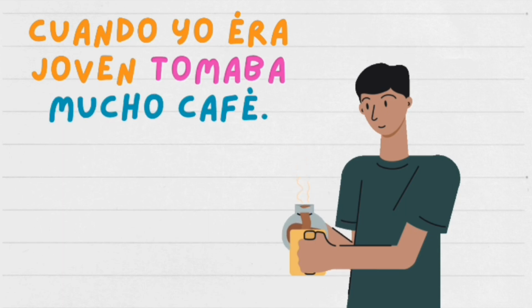Now let's see another sentence. When I was young, I drank a lot of coffee, which means cuando yo era joven, when I was young, cuando yo era joven, I drank, verb in the imperfect past, tomaba, I drank, tomaba a lot of coffee, mucho café. When I was young, I drank a lot of coffee. Cuando yo era joven, tomaba mucho café.